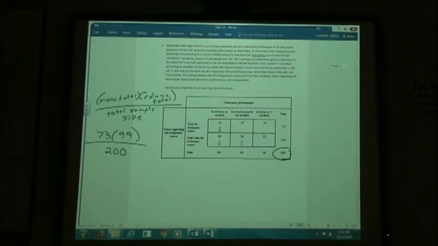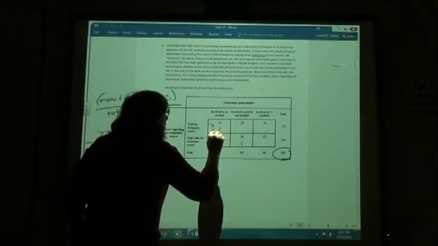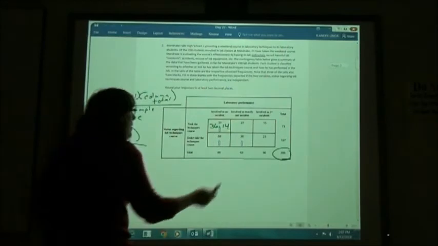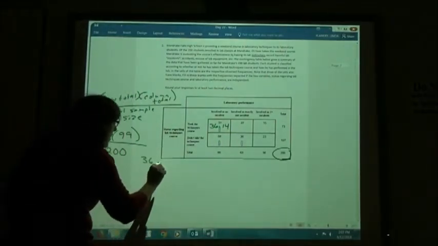Again, just punch that into your calculator. 73 times 99 divided by 200 should give you 36.14.